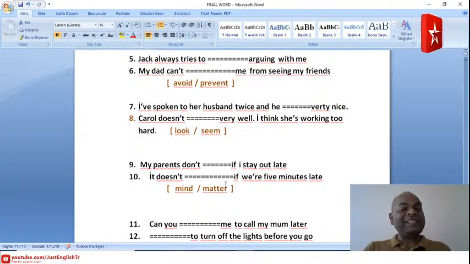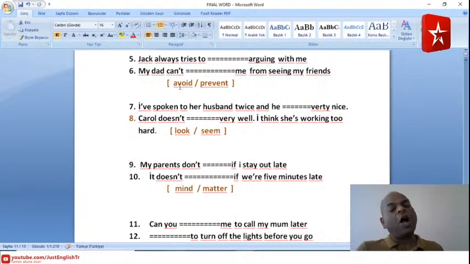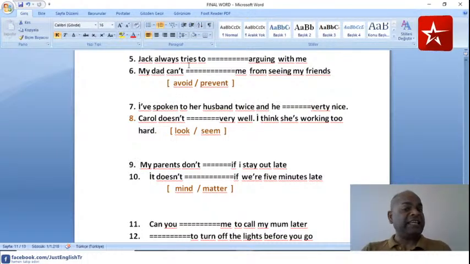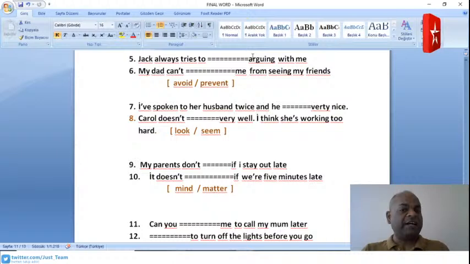Jack always tries to dash arguing with me. My dad can't dash me from seeing my friends. Now, you have 2 words here, avoid and prevent. So guys, what should be your answer here? What's going to be number 5 and what's going to be number 6? Jack always tries to dash arguing with me. My dad can't dash me from seeing my friends. You have 2 words, avoid and prevent. So which is number 5, guys?